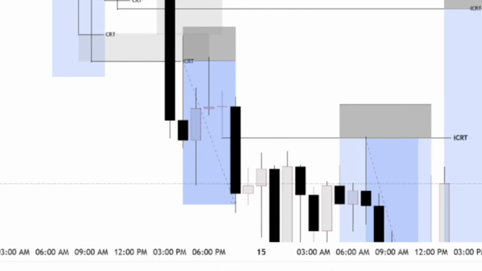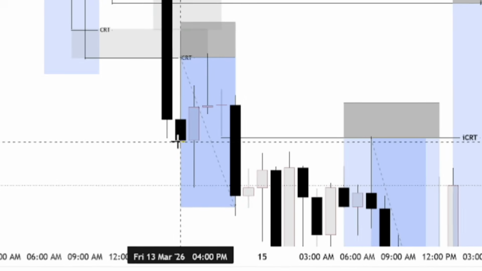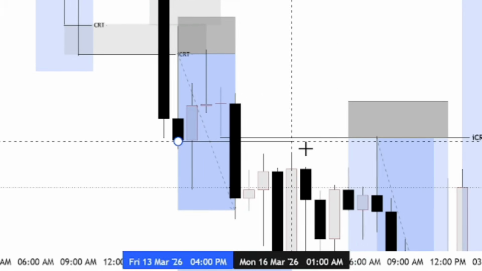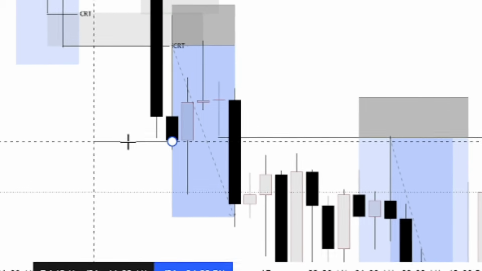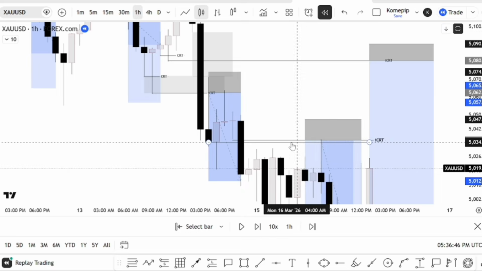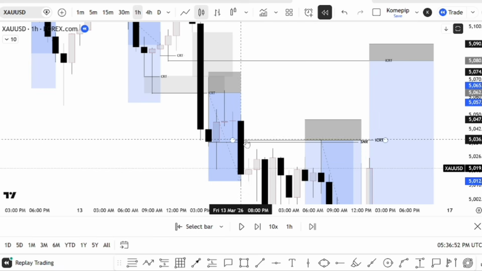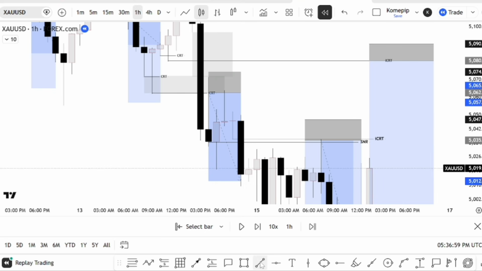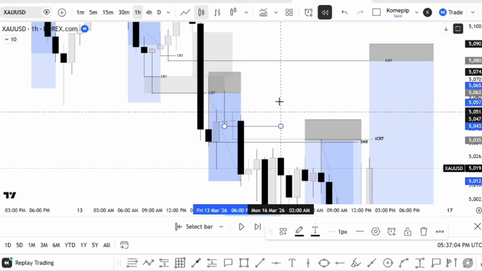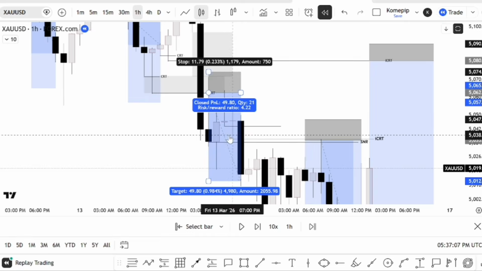Okay, so what can we see? We have this as the V-shaped level. This becomes what? This becomes our SBR, right? Support turn resistance. Now we have this as SBR, support turn resistance, and of course we have our iCRT. You see how precisely price tapped the iCRT and pushed away. Why? Because we had a CRT here. Take note of that. We had a CRT here. We have an iCRT here.